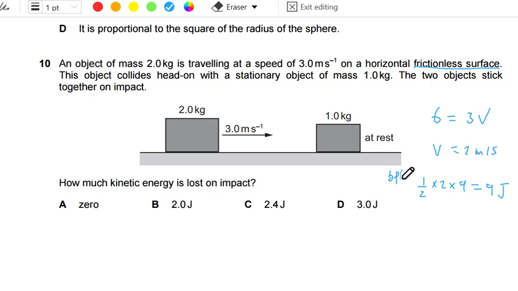This is before, and after it is half times the mass of the stuck objects, which is 3, times v squared, which we have just calculated as 4. So it is 6 joules, and the loss is 3 joules.